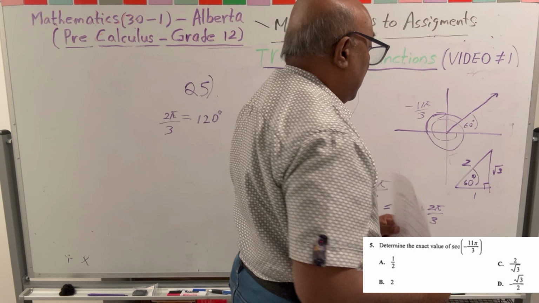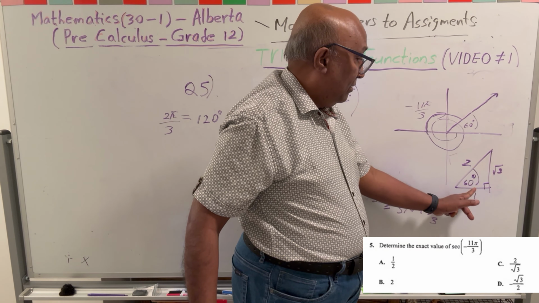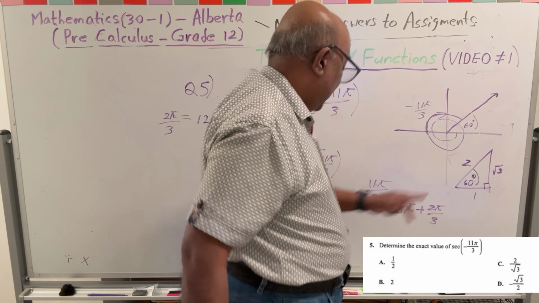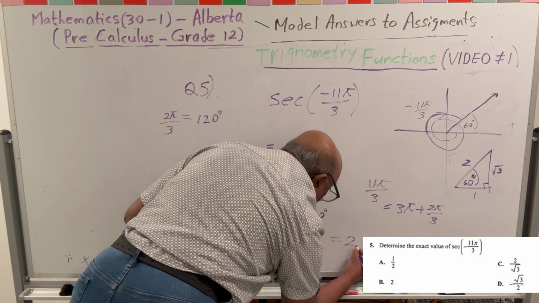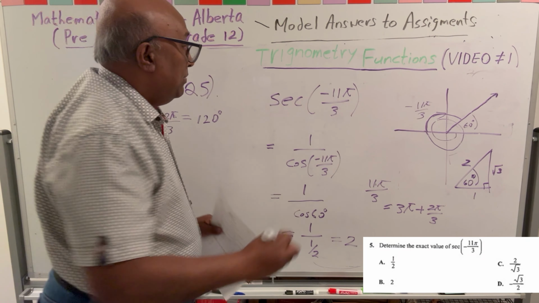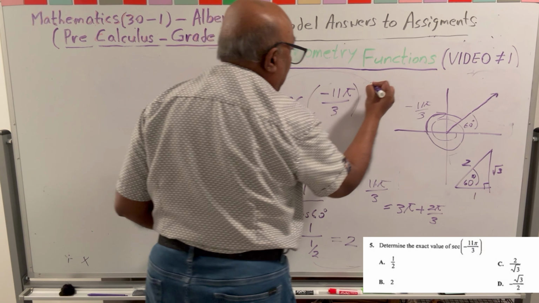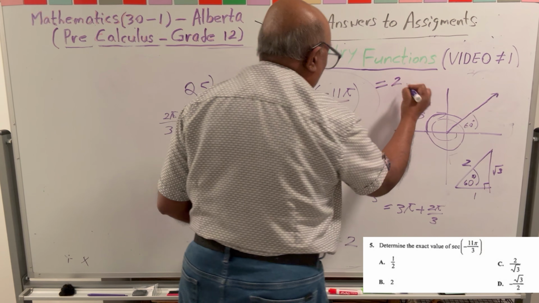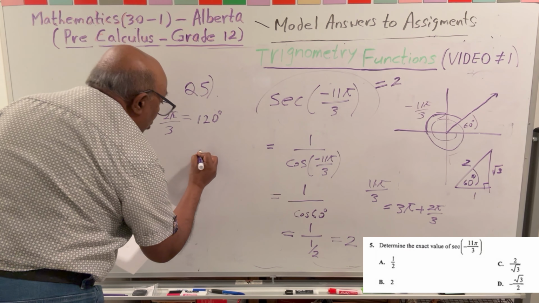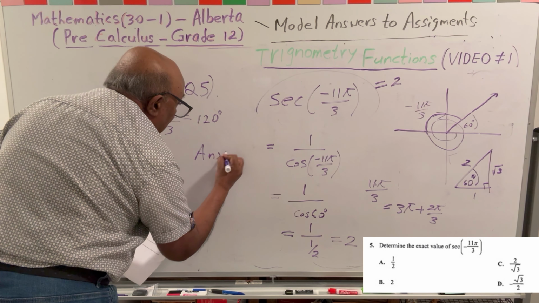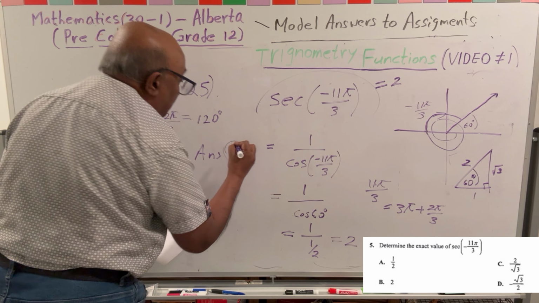Remember this triangle is the Pythagorean triple, okay? Then cos 60 equals 1 upon 2. 1 upon 1 upon 2 means 2. The answer is 2. That means the final answer for this one is equal to 2. That means the answer is option B.